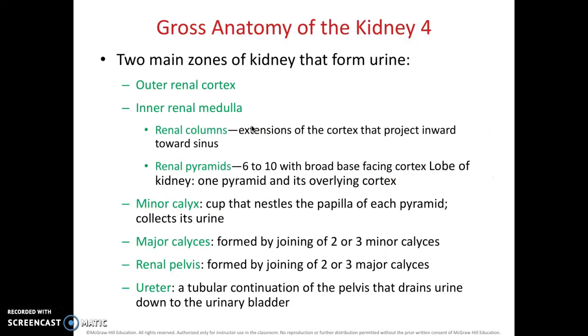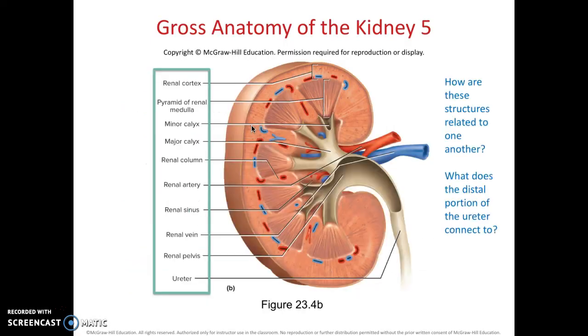There's also the minor calyx, which is a cup that nestles the papilla of each pyramid and collects the urine. There are major calyces, which is the plural of calyx, formed by joining the minor calyces. From there, there's the renal pelvis, which is formed by joining major calyces. And then there's the ureter, which is a continuation of the pelvis that drains urine down into the urinary bladder.